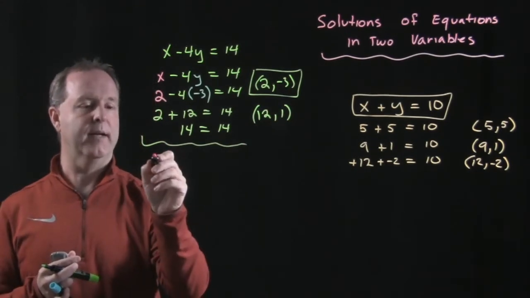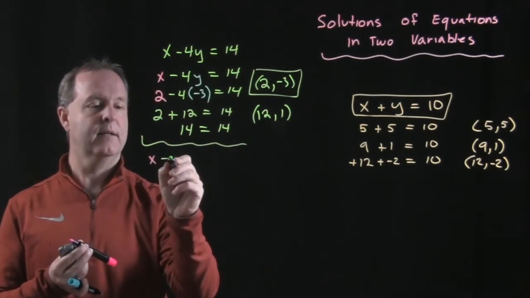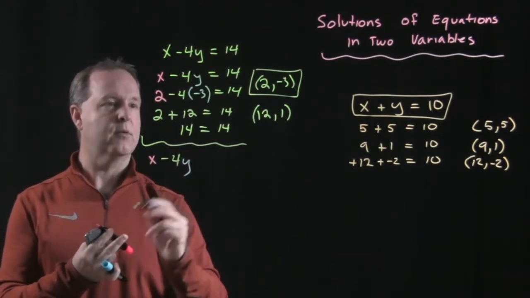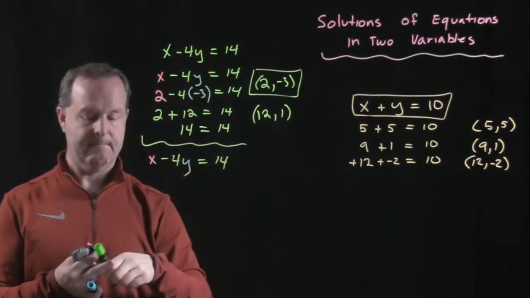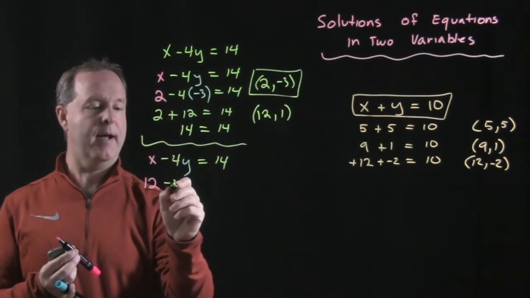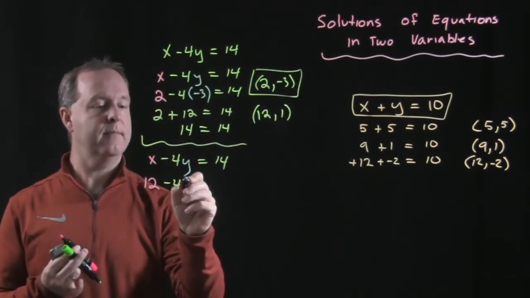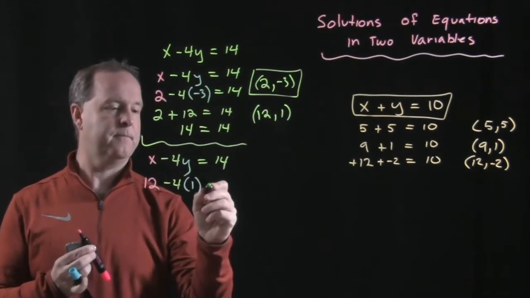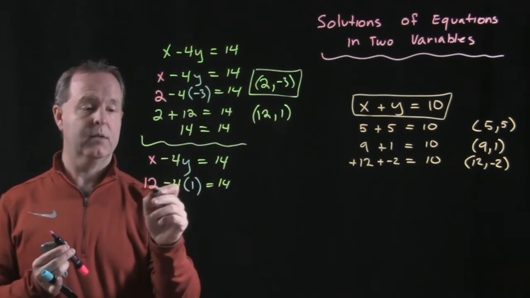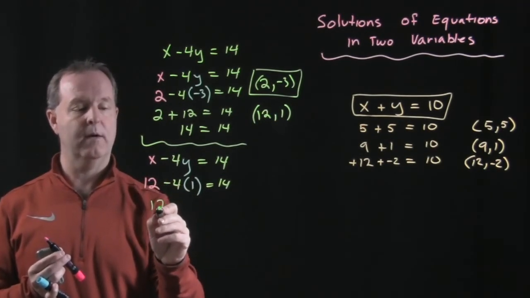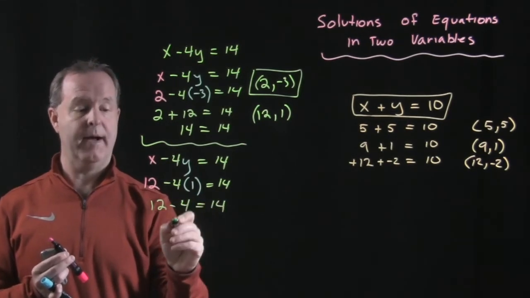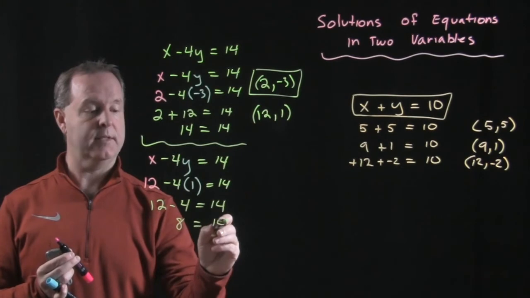All right, let's look at the second point. Remember, our original equation is x minus 4y equals 14. My x value here is a 12. On that second point, minus 4 times my y, which is a 1. Is this going to be a true statement of these points? Let's just solve it step by step. So 12 minus 4 times 1, which is a 4, equals 14. 12 minus 4 is an 8, equals a 14.